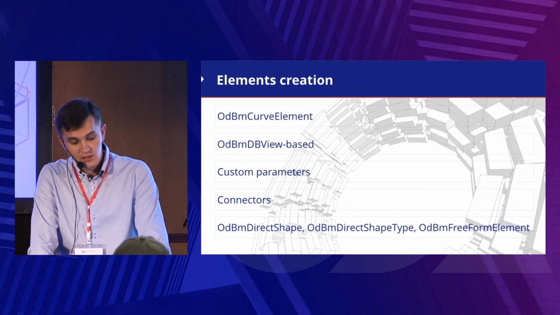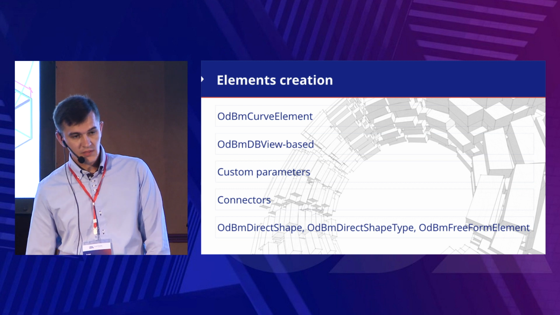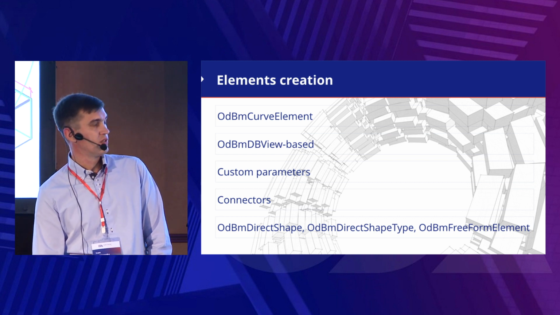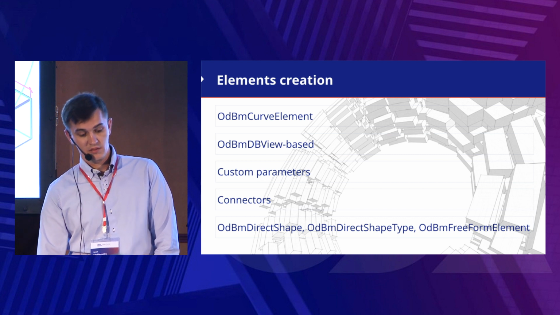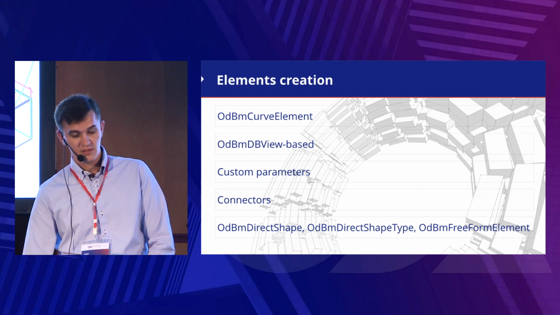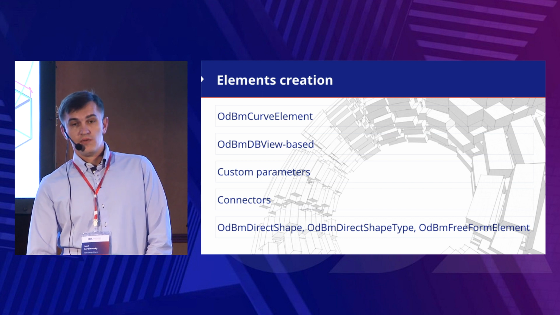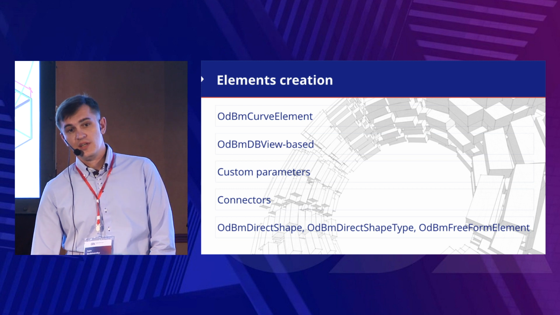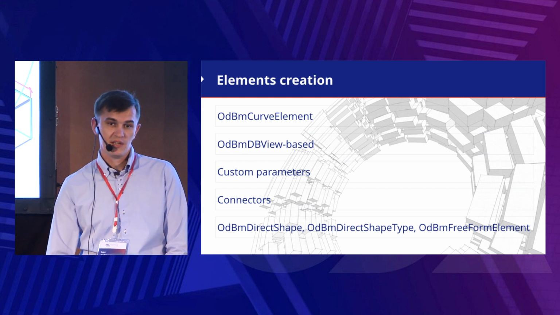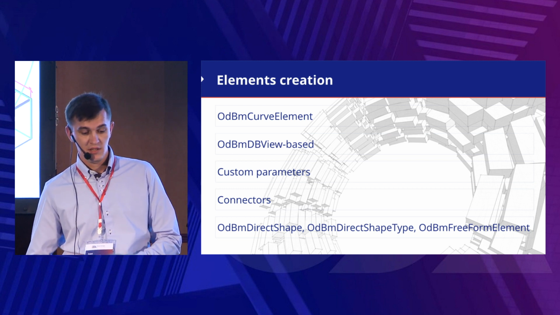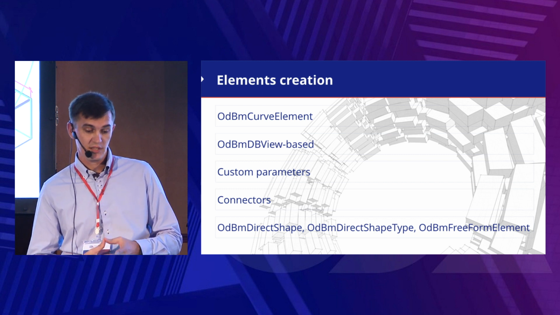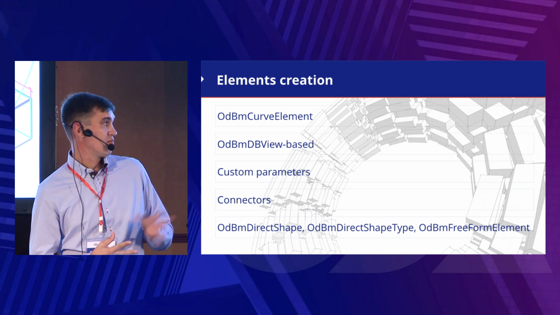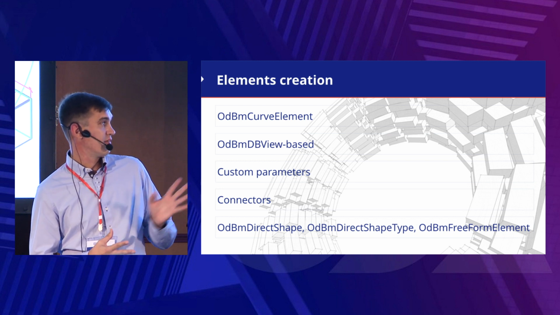Next one is elements creation. So we currently have an implementation for a set of elements, and first of all is curve elements, for example. Curve elements in our database contain geometry for different curves like line, arc, elliptical arc, Hermite spline. So we can create them, add to database, and render. The example you can see on the left side of the screen.